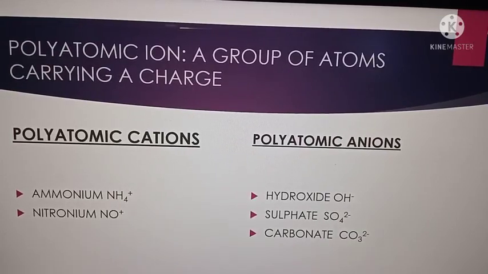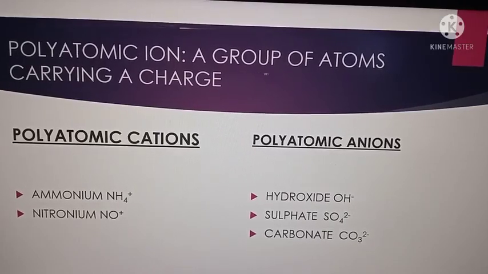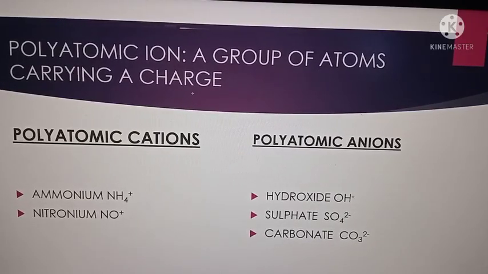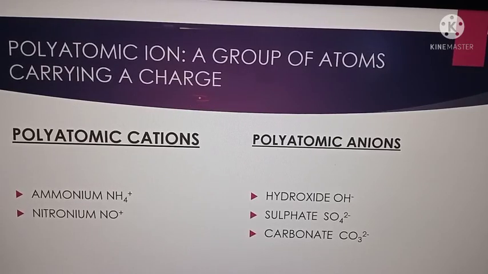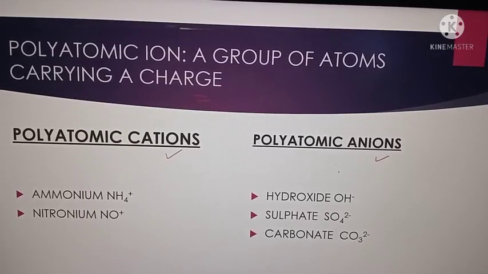So next let us go through polyatomic ions. So what is a polyatomic ion? It is a group of atoms carrying a charge. Earlier we have seen atoms only. Now we will be seeing a group of atoms which is carrying a charge, which is called polyatomic ions. Given are the examples of cations, that is positively charged ions, and anions, which are negatively charged ions.